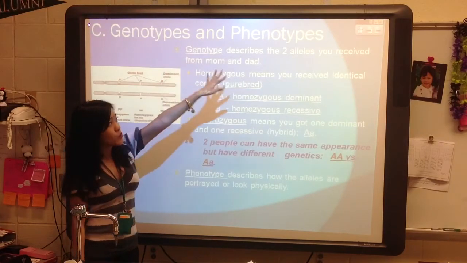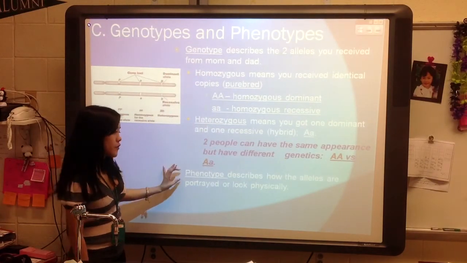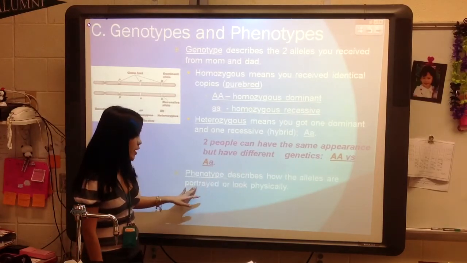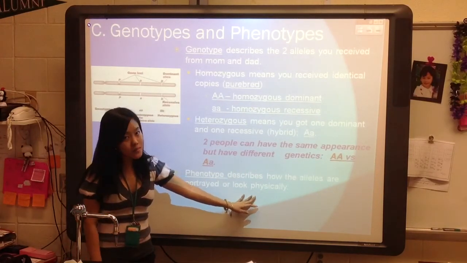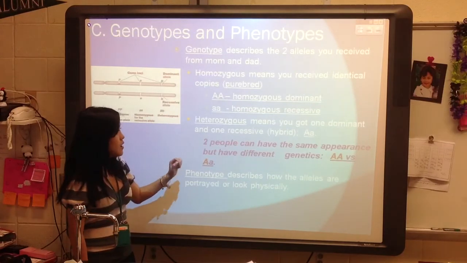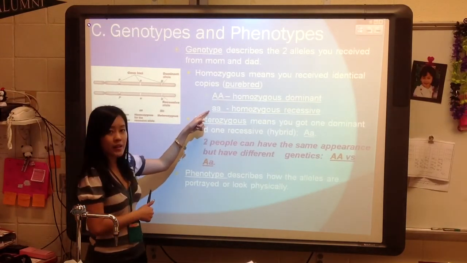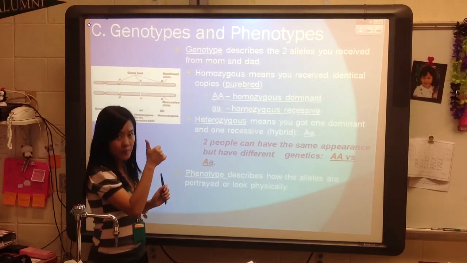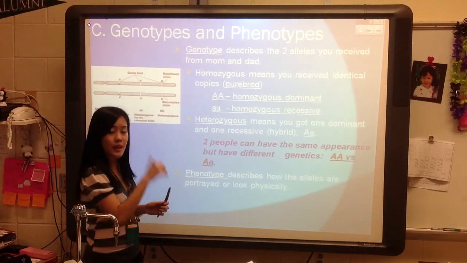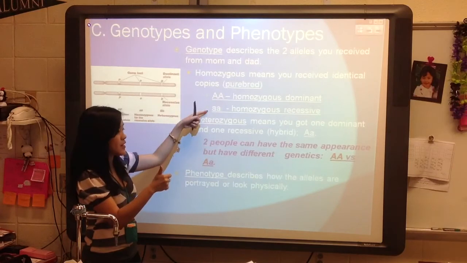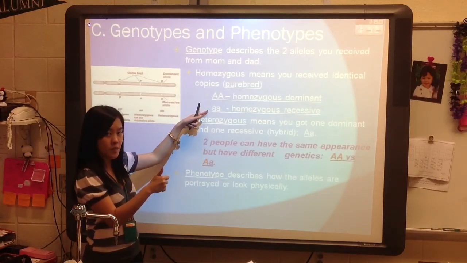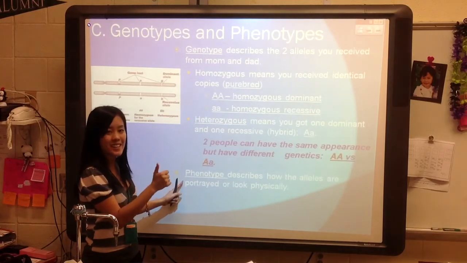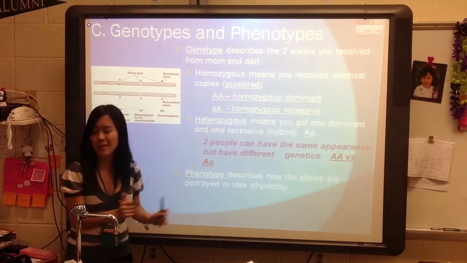Genotype describes what alleles you received, and phenotype is going to describe how those alleles are portrayed, or how you look physically. So I might have little a, homozygous recessive genes for my thumb, but my phenotype is that I have a straight thumb. Little a is my genotype. Straight thumb is my phenotype.